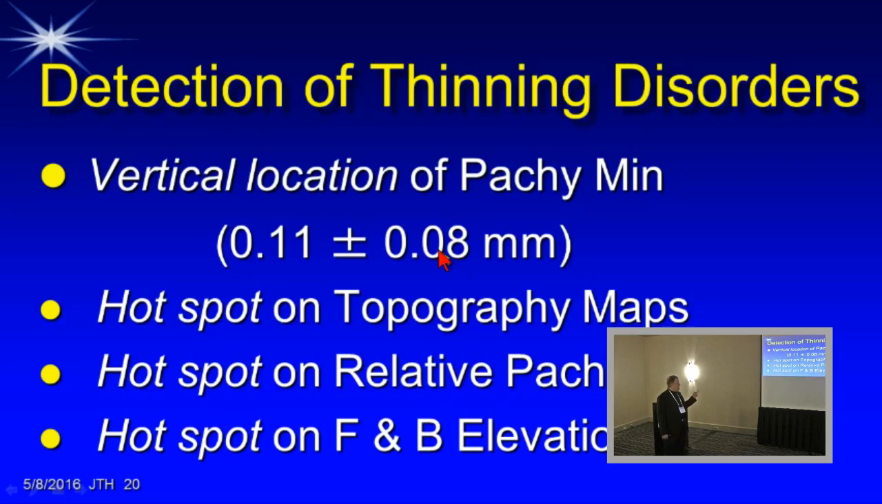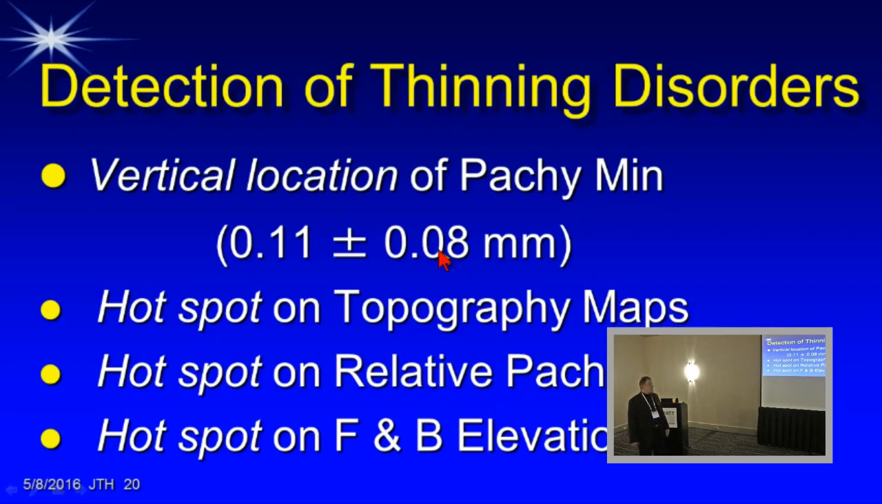You get a hot spot on the topography map, you get a hot spot on a relative pachymetry map that is at the same place, and you get a hot spot on the elevation maps that are at the same place, and the one on the back is the most important. Because the front gets rubbed off by the lid, so the epithelium gets a little thinner, so it obscures that little elevation on the front.